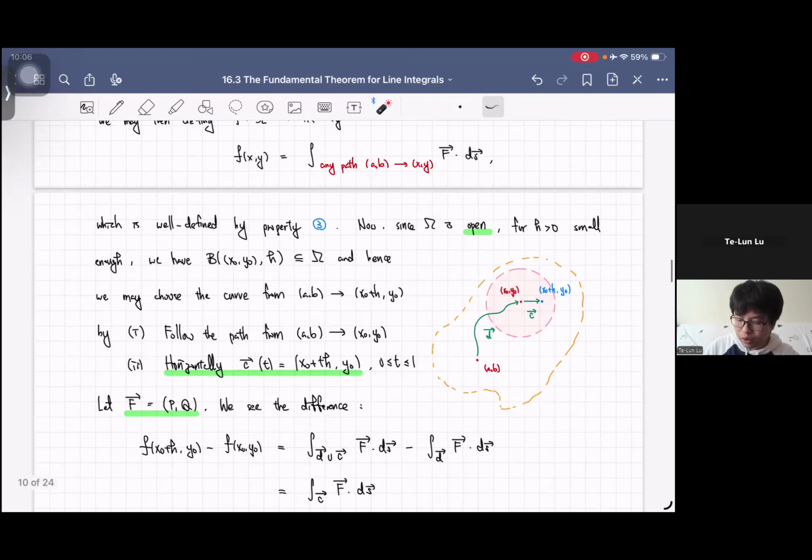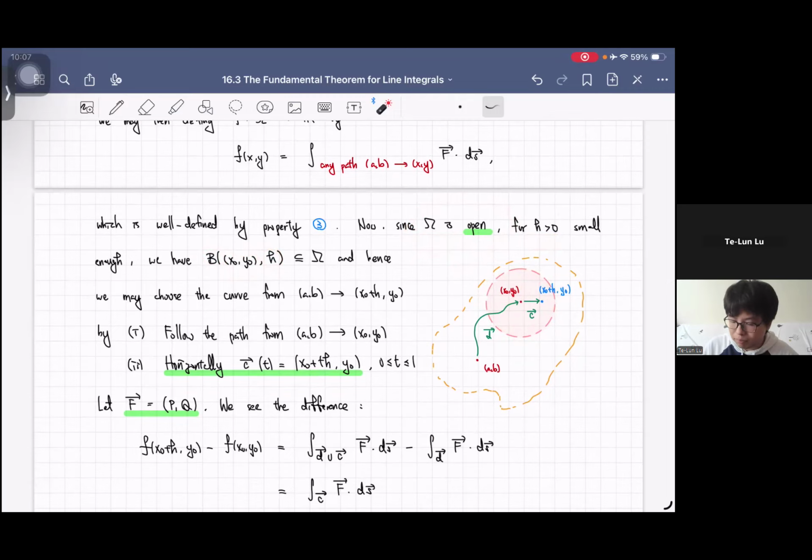So let us try to evaluate the differentiation at (x0, y0). Now we already used the path connectivity, and now we use the openness. Since omega is an open set, for this particular point (x0, y0), you can always choose a small enough ball, in this case with radius h, so that the ball with center (x0, y0) and radius h is contained in omega, right?